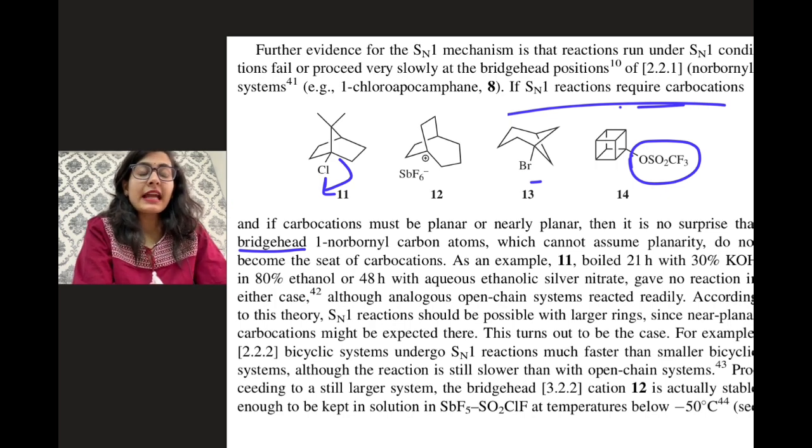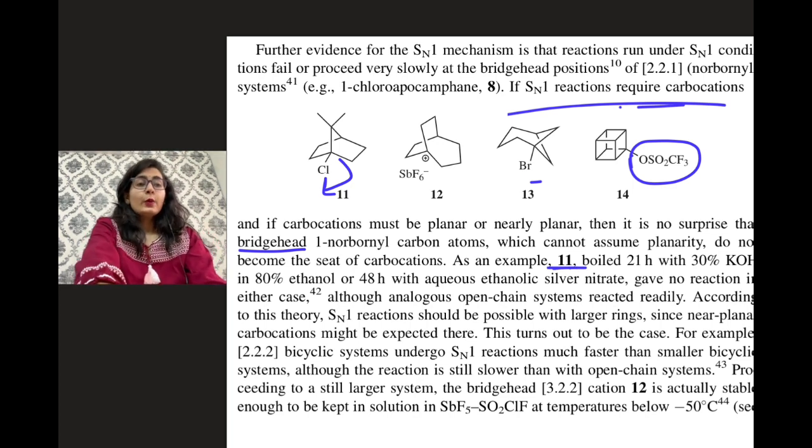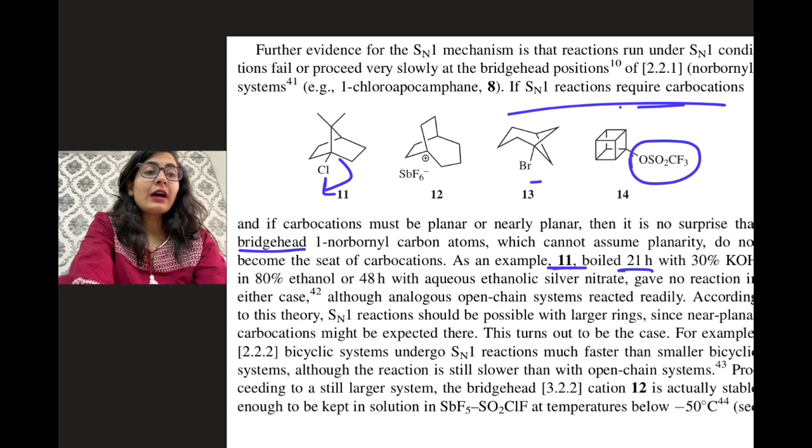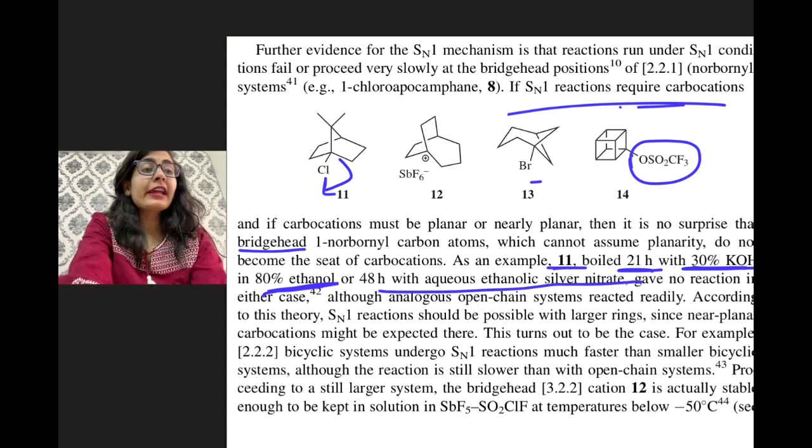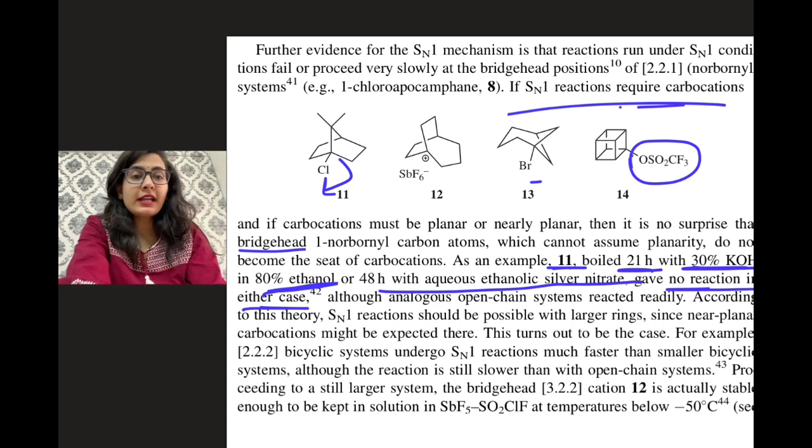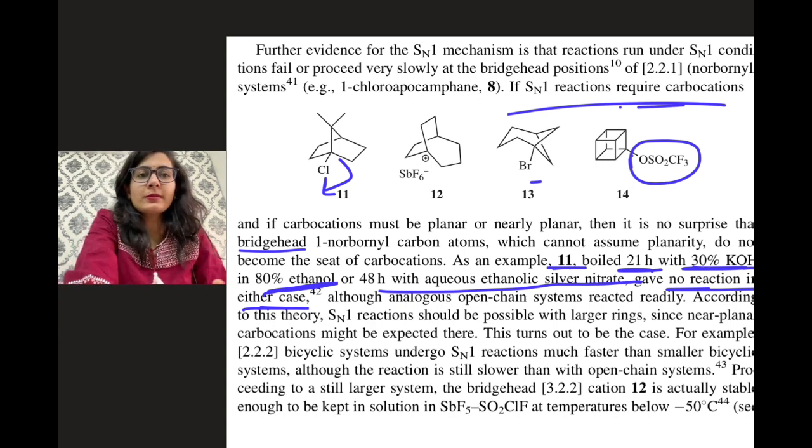So all of these reactions are very slow. As an example, the number 11 example, this one, when it is boiled 21 hours with 30% potassium hydroxide in 80% ethanol, or 48 hours with aqueous ethanolic silver nitrate, gave no reaction in either case. It is not reacting. Why is it not reacting? Because SN2 attack is not possible. SN2 is a backside attack. You don't have a backside in a strained ring, right?